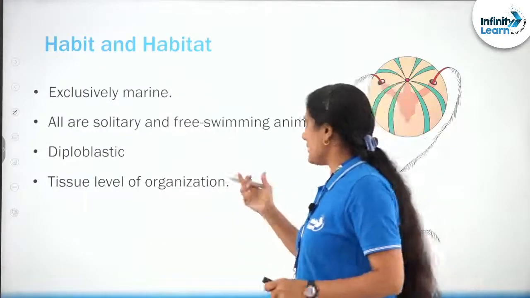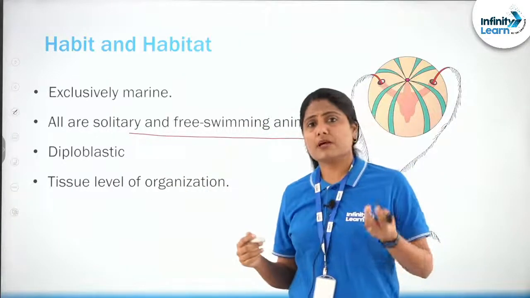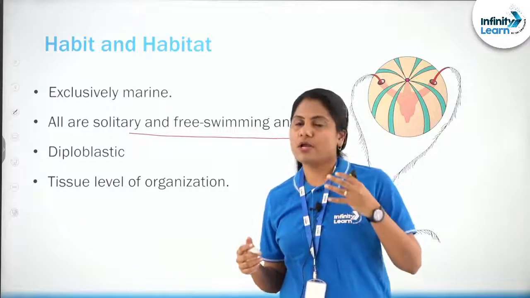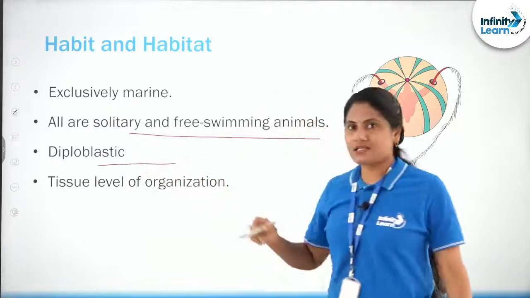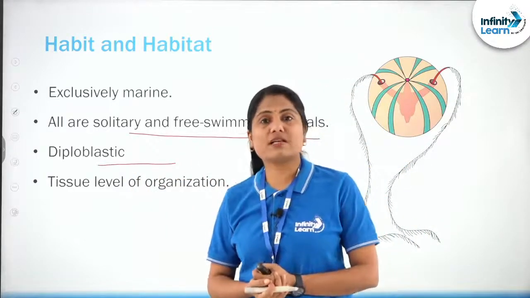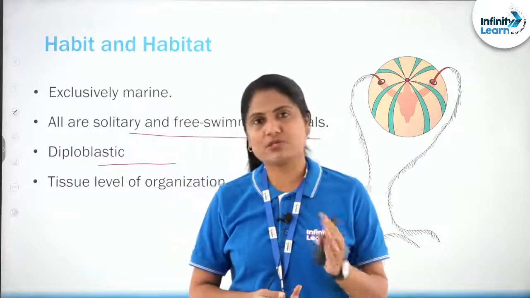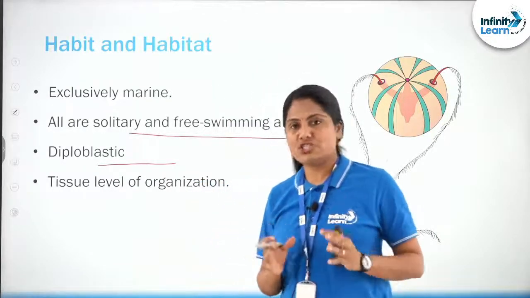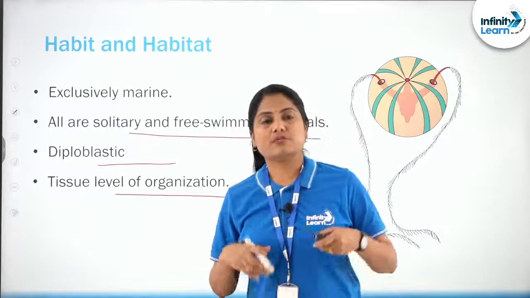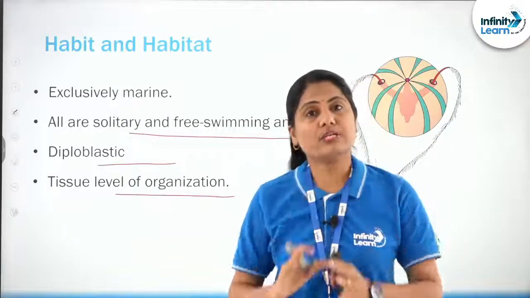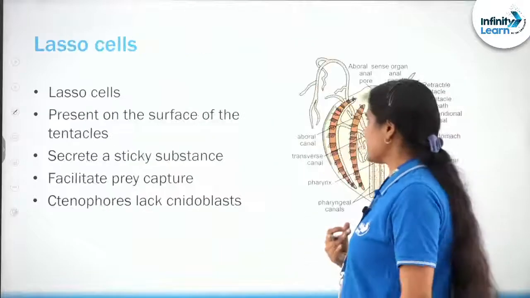These are exclusively marine, as I told you, solitary and free swimming. Unlike the Cnidaria, there are no forms which are sessile or colonial. They are diploblastic, you already know what is diploblastic. There are two primary germ layers, ecto and endoderm. Mesoderm is not there, it is not differentiated yet. And there is tissue level of organization, right. So, this is confining itself only to the tissue grade, not to the organ level, which is Platyhelminthes next.